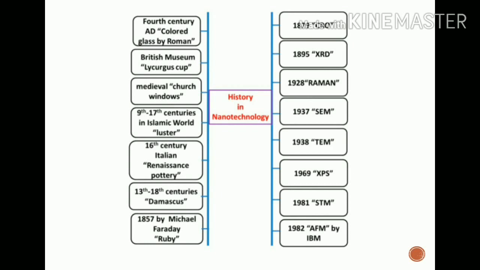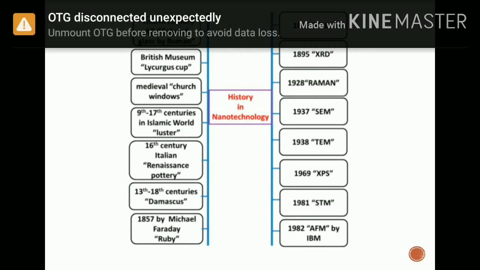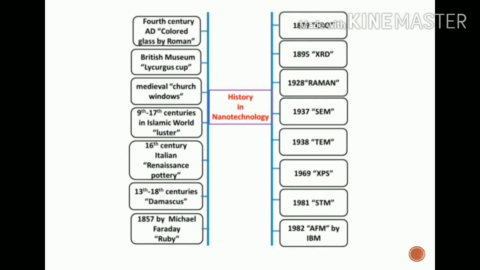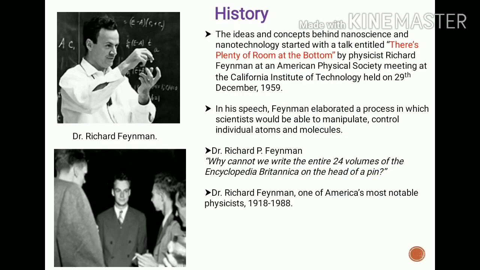Later, in 1938, the TEM, transmission electron microscope, evolved. Again, in 1969, XPS, and in 1981, STM, that is the scanning tunneling microscope, was developed by the company IBM. And in 1982, the atomic force microscope was also developed by IBM. If we consider nanotechnology, Dr.